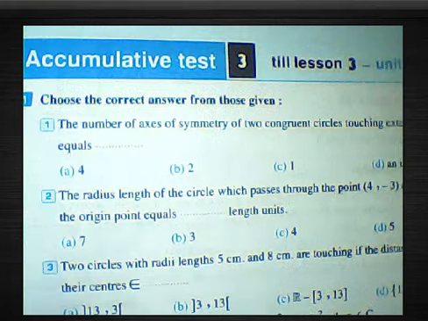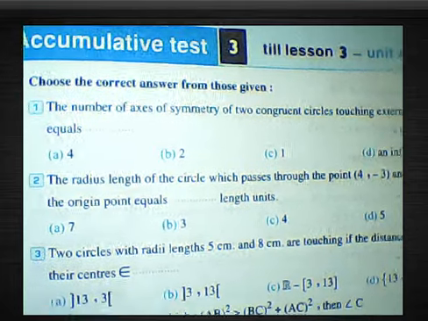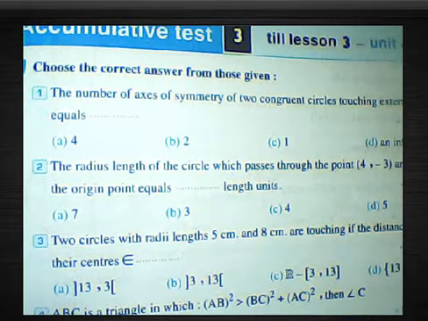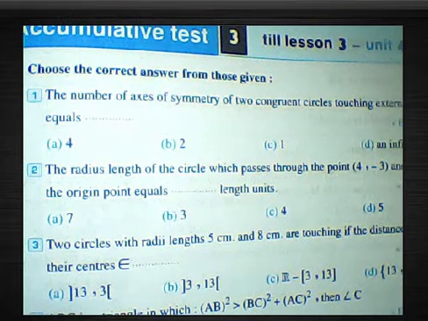Today I will solve accumulative test 3, lesson 3, unit 4 from geometry about the circle. From the master book, question number 1. Choose the correct answer from those given.